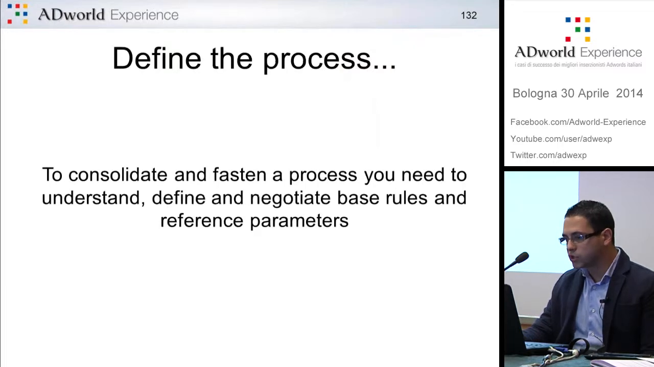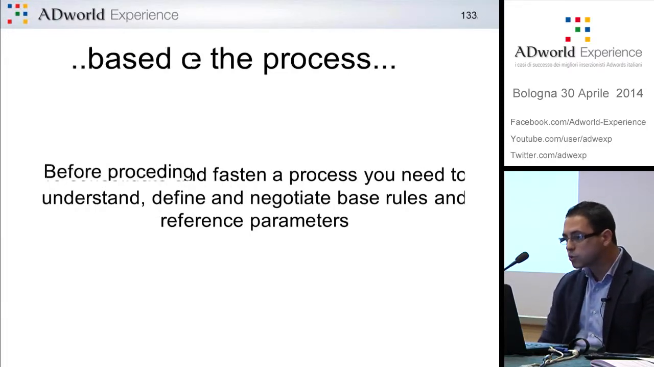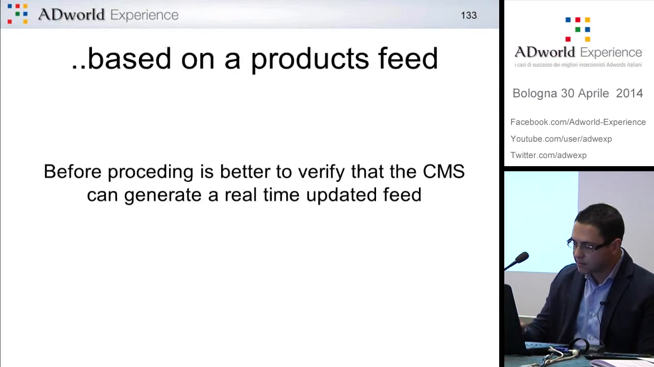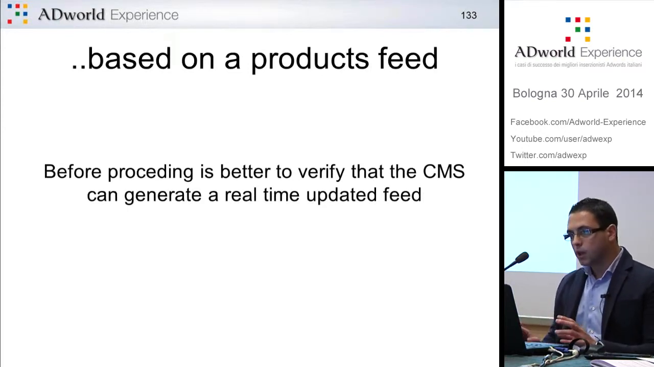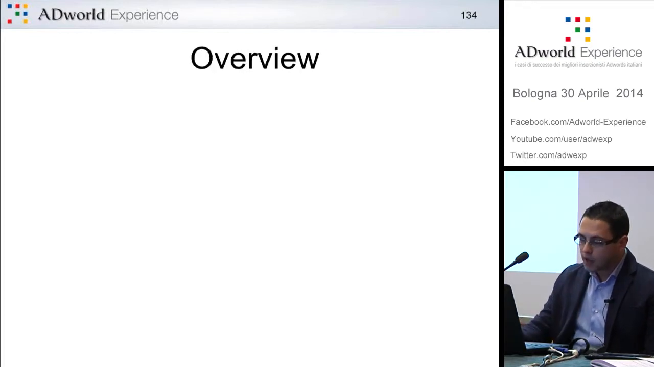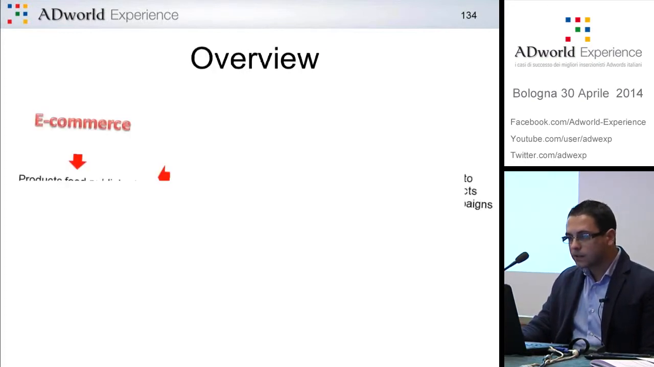So I've talked about the process. Before standardizing a process, of course, you need to define the parameters and the rules that the process is based on and with which our campaign is going to be based. Within this process, a fundamental starting point is represented by the product feed. So the customer has to produce a structured feed which is updated in real time.